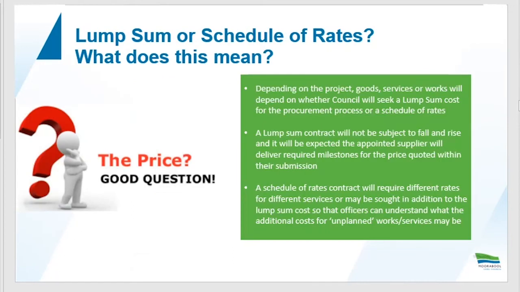The other variable that we have within our tender and procurement process is our lump sum approach or a schedule of rates. So what does it mean? It just means depending on the project, goods, services or works will depend on whether we seek a lump sum cost or a schedule of rates. When we talk lump sum, that means there will be no change to the price put forward by the contractor, the price submitted will not be subject to fall and rise, and it will be expected that the appointed supplier will deliver the required milestones for that project or goods, service or works within their submitted price.